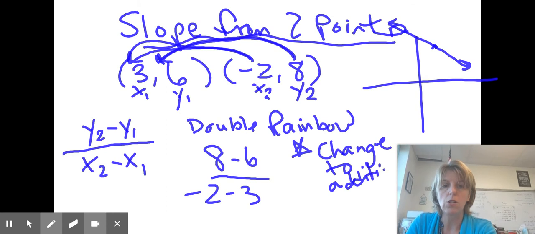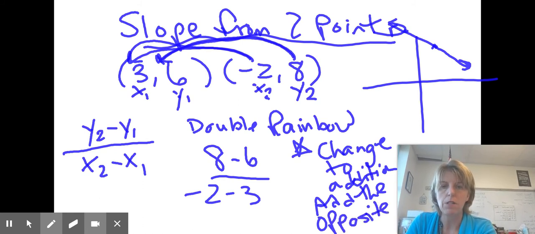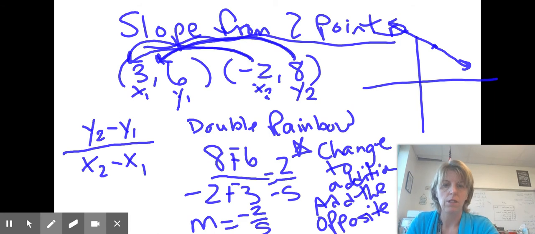And remember that changing to addition means we're going to add the opposite. That's what going from subtraction to addition in integers does. So this 8 minus 6 becomes 8 plus a -6, which is 2. And -2 minus 3 is -2 plus a -3, which is -5. So my slope is going to be -2/5. So I change the subtraction to addition by adding the opposite.